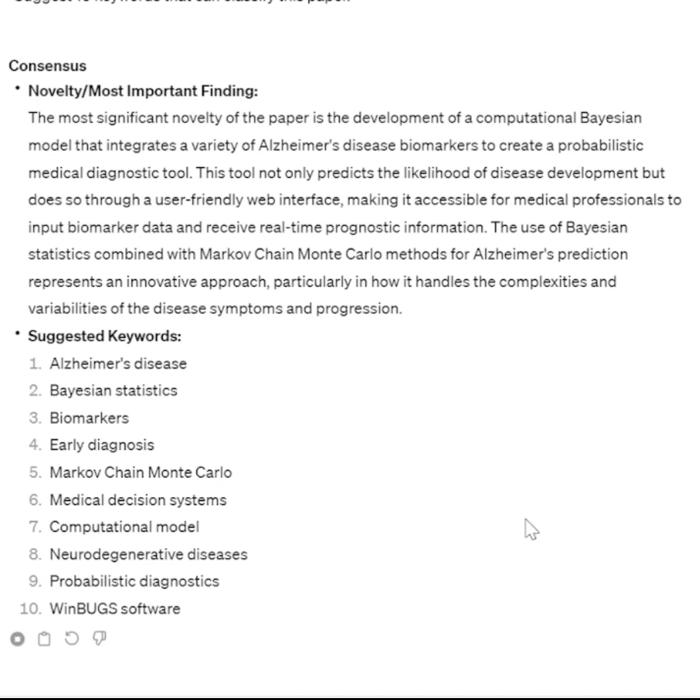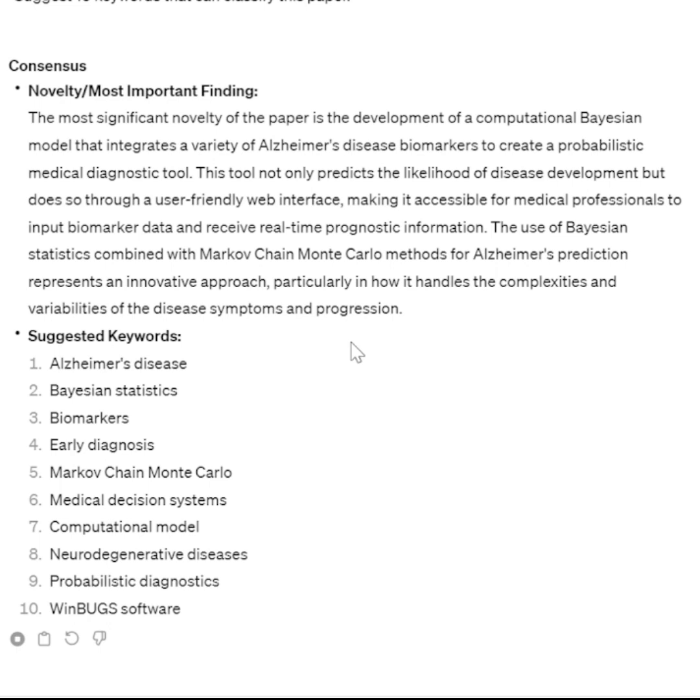Novelty, most important finding: the most significant novelty of the paper is the development of a computational Bayesian model that integrates a variety of Alzheimer's disease biomarkers to create a probabilistic medical diagnostic tool. This tool not only predicts the likelihood of disease development, but does so through a user-friendly web interface, making it accessible for medical professionals to input biomarker data and receive real-time prognostic information.